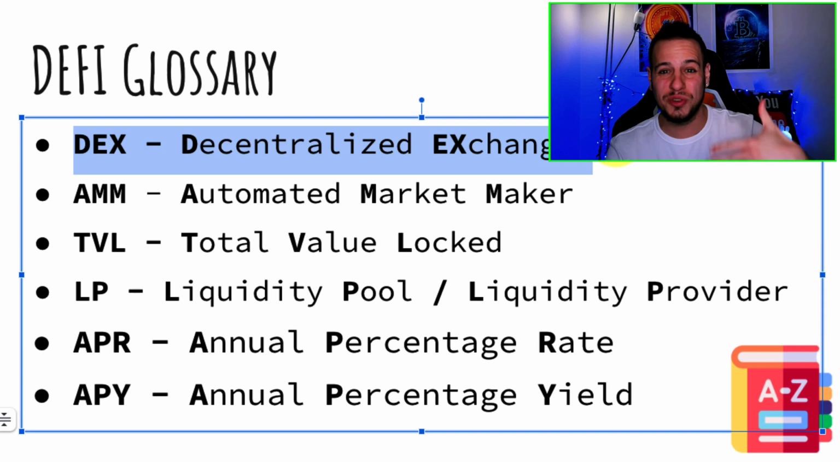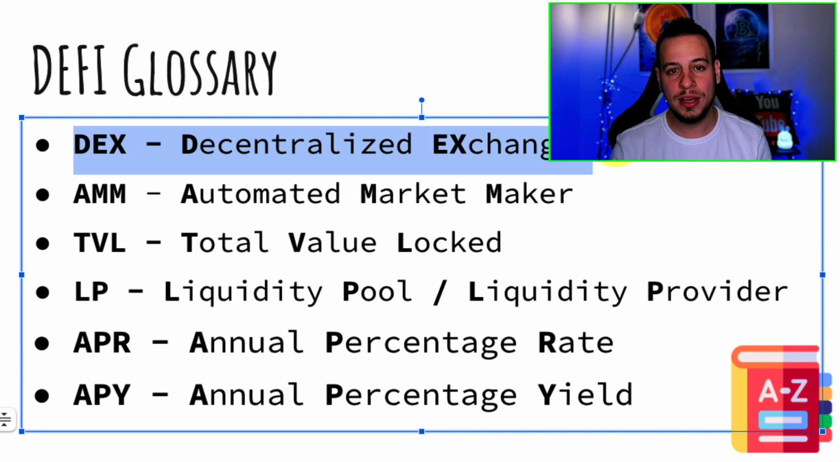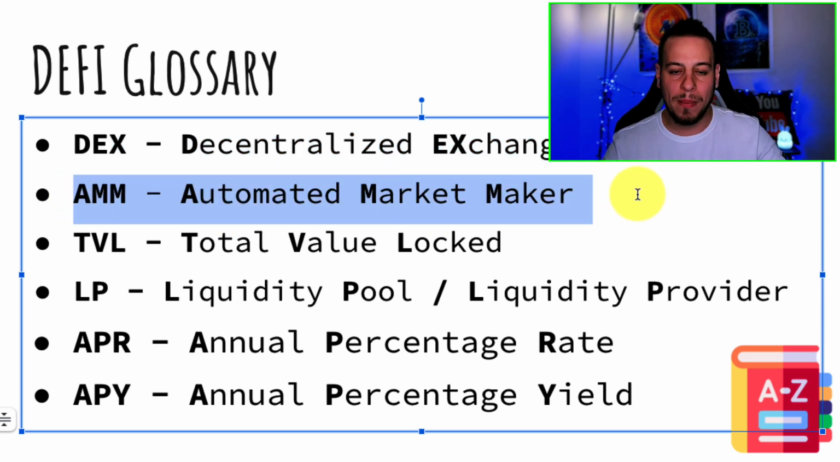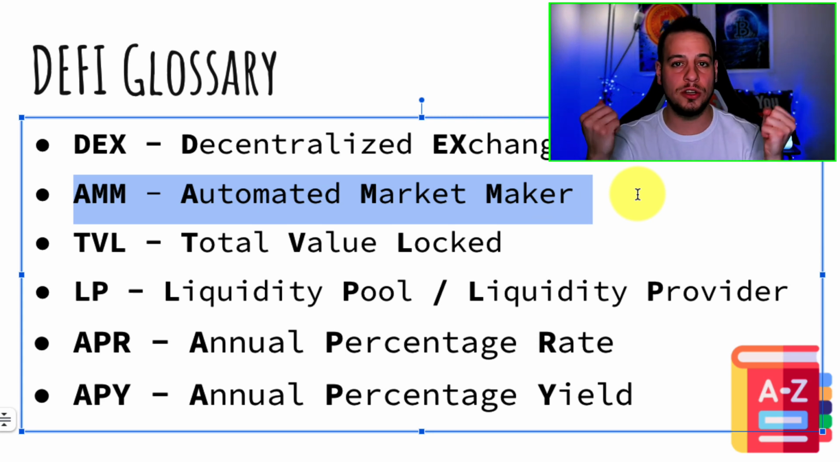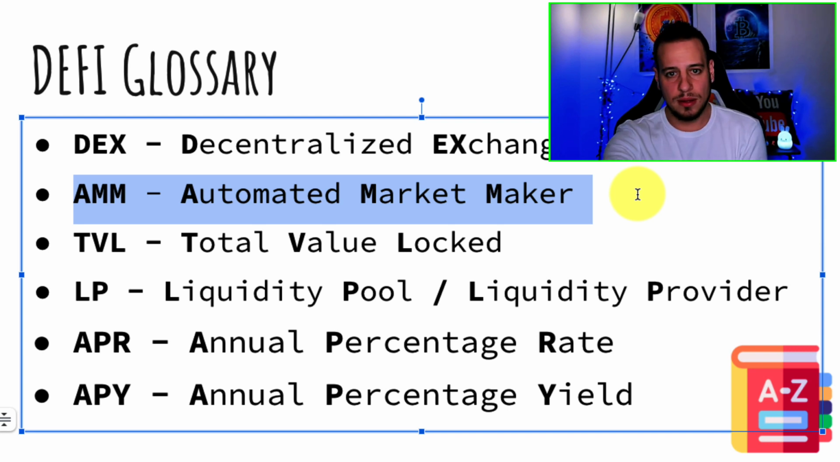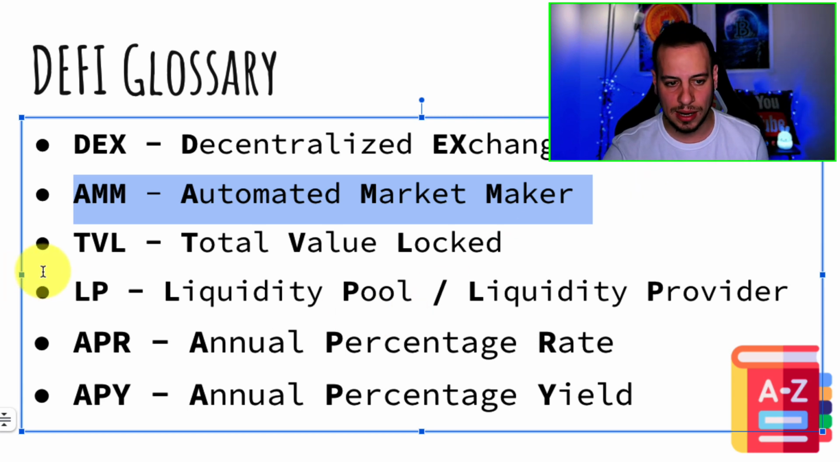A decentralized exchange lets you do all these kinds of swaps between one token and one coin to another using a decentralized app. So this is the term decentralized exchange, and AMM is automated market maker. This is basically the algorithm that runs behind those decentralized exchanges, and it's like a robot that you can give a dollar and it gives you Bitcoin, you give it Bitcoin, it gives you Ether, and it's completely decentralized.